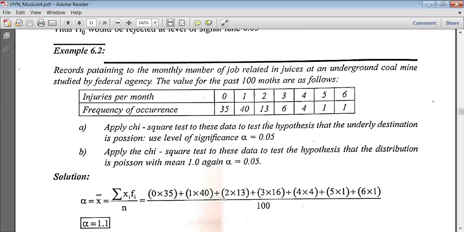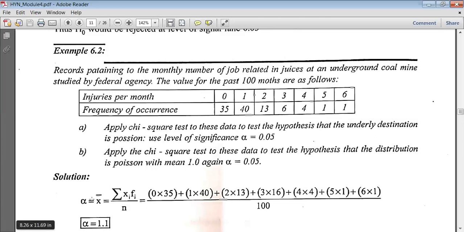So we have to apply the chi-square test to this particular data using the level of significance alpha equal to 0.05. Here they have asked to apply the chi-square test to check that the distribution is Poisson. They have not given the mean value for us, so first we have to find the mean to calculate the expected frequency.